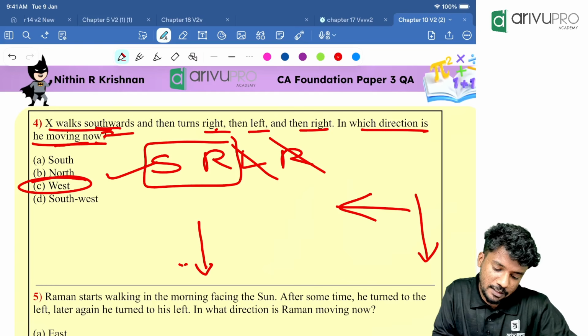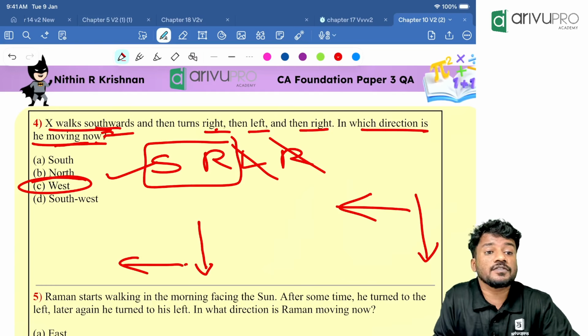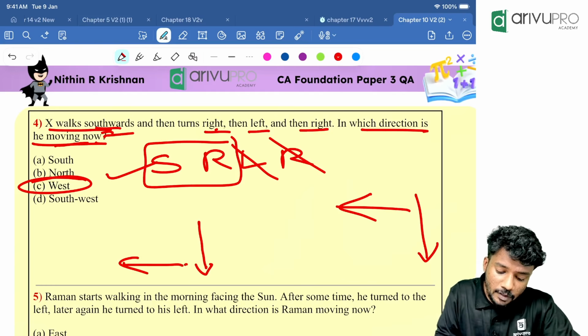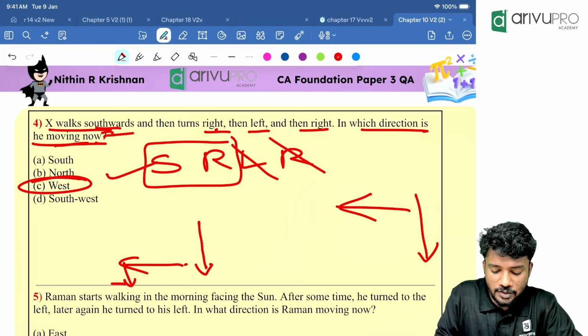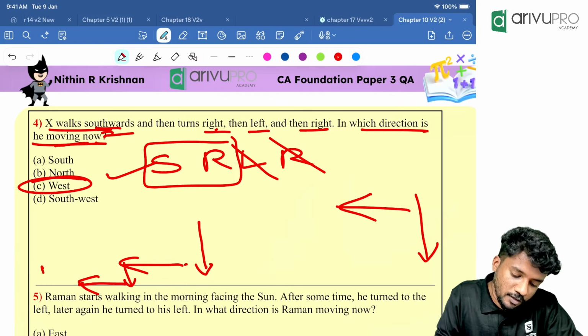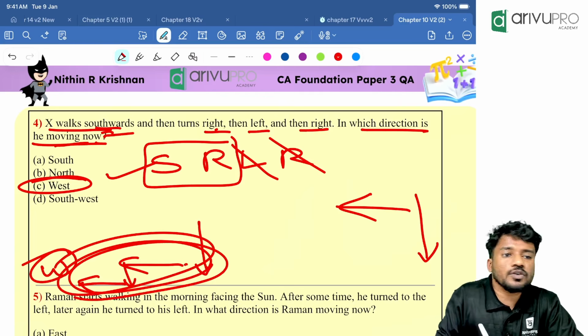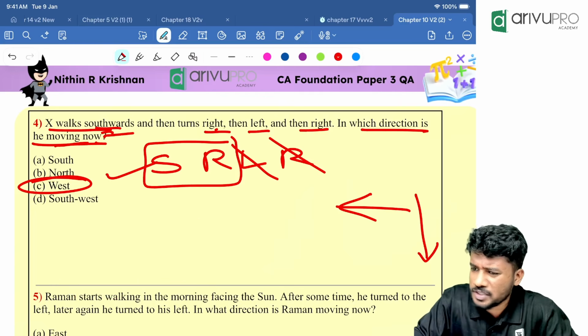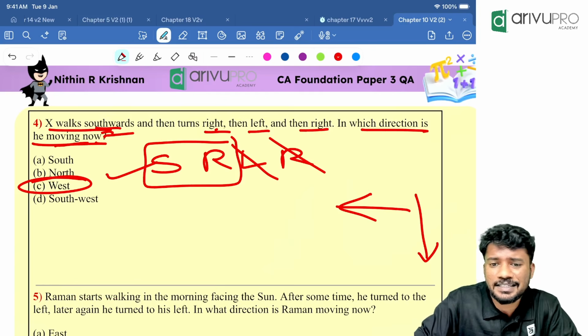Southwards. Okay. Then turn right. Then turn left. Left will be what? Up or down? Down. Then turn right. So which direction is the person moving? West direction. That means we need to draw and find the direction. Not much difference. Same way, you will get the answer.